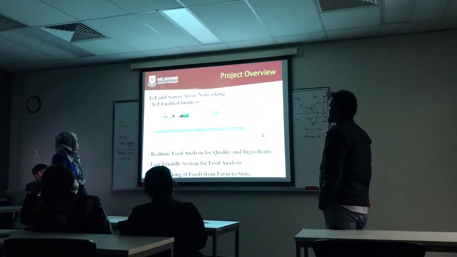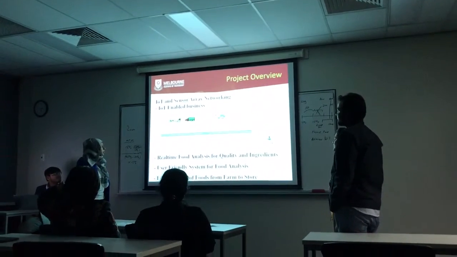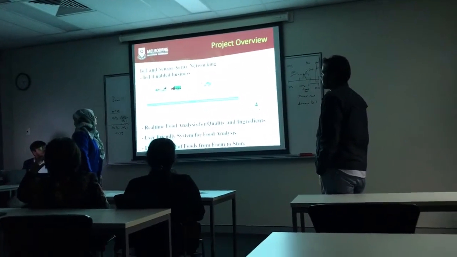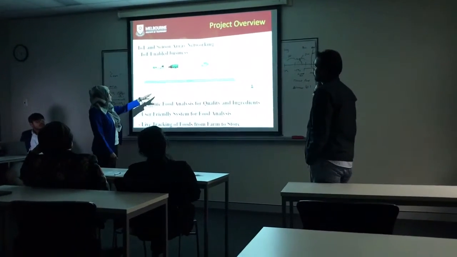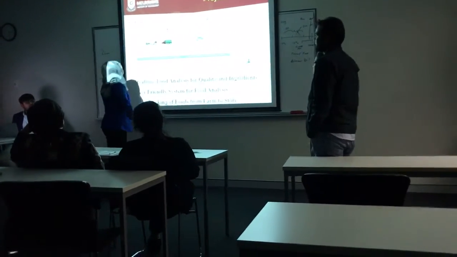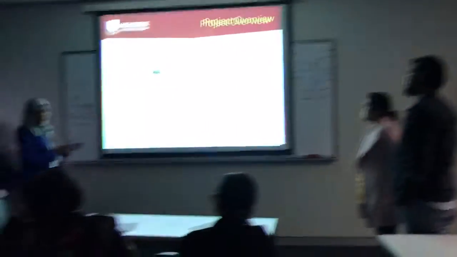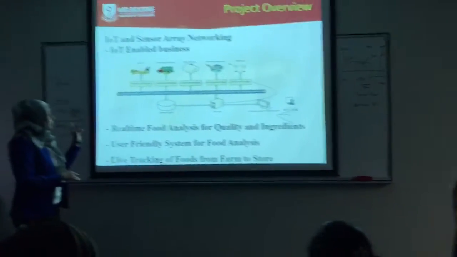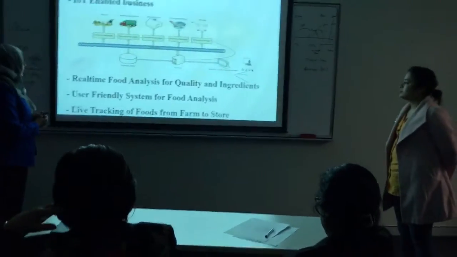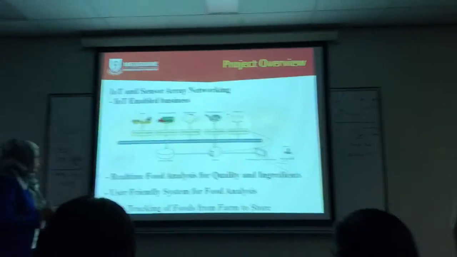Okay, so this is our project overview. I am going to explain the overview of our whole project. The first one is IoT and sensor networking, an IoT-enabled business, where we are going to use sensors from the farm to the market. Sensors are going to attach to the products, and each product will have its own product ID. The sensor is going to sense the data from the whole food supply chain and send the data to the database storage system.